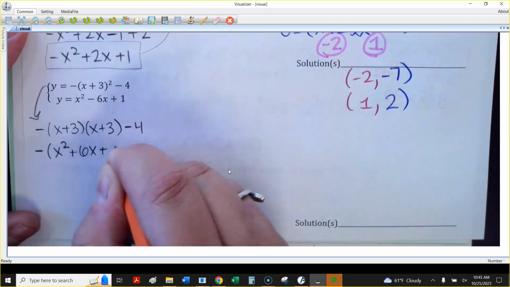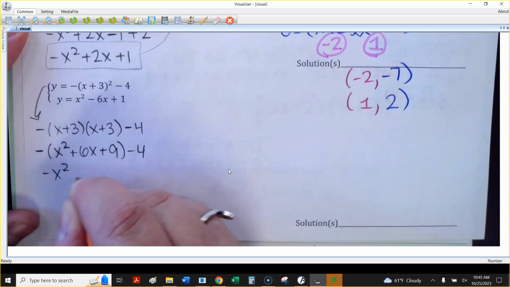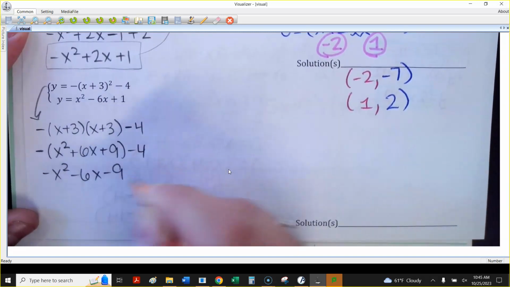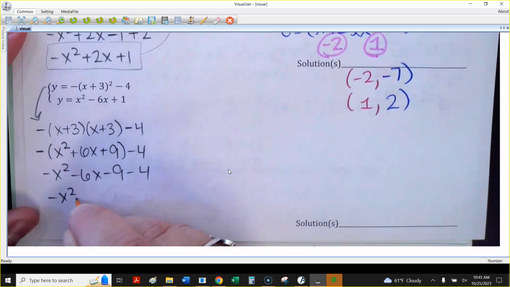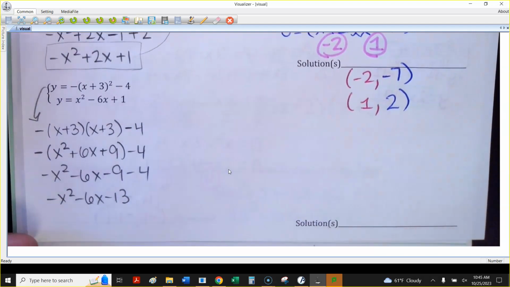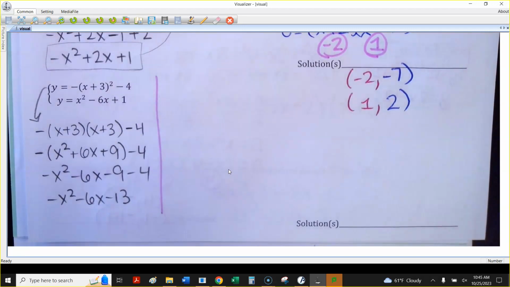Perfect. All right, -4. Let's get rid of the negative. So this would be -x squared minus 6x minus 9, then -4. All combined, -x squared minus 6x minus 13. Okay, now, this is going to look really weird, but I promise you can solve this.